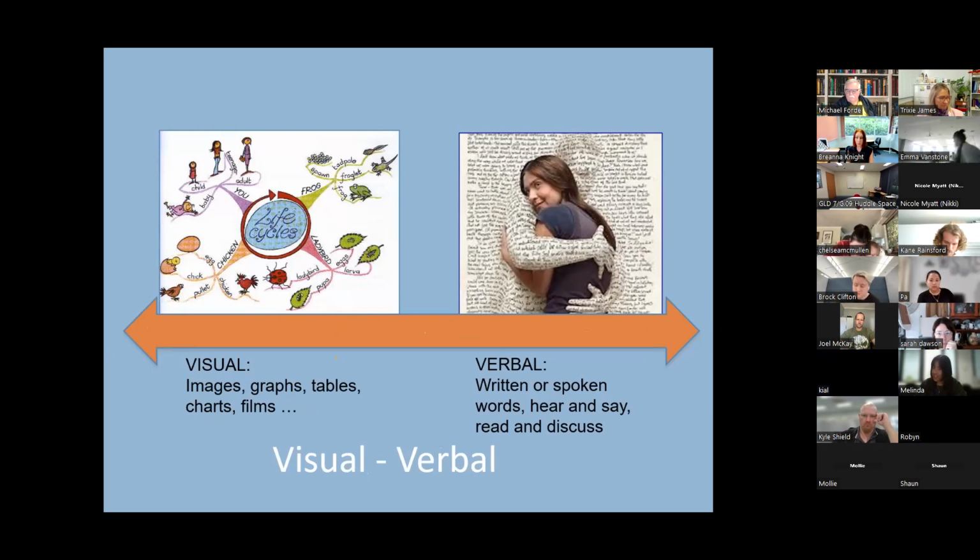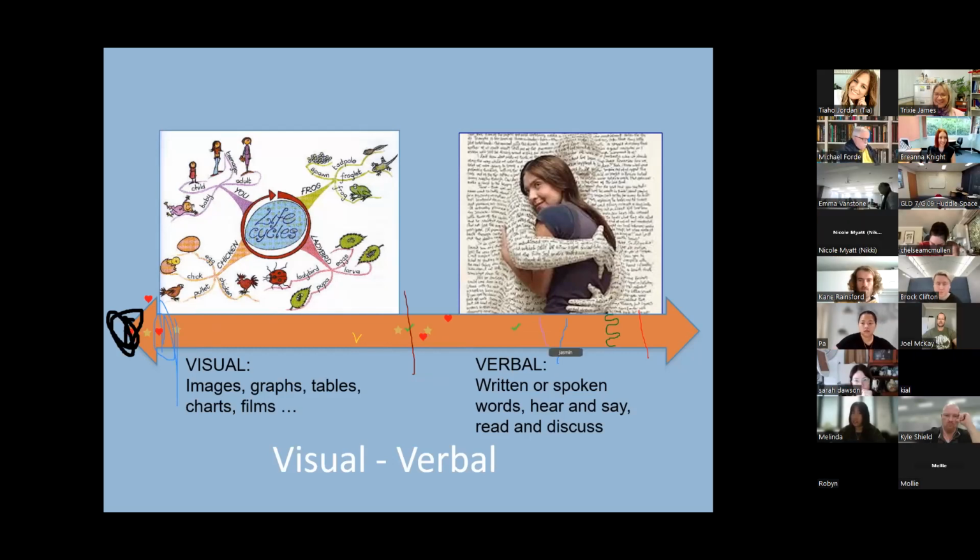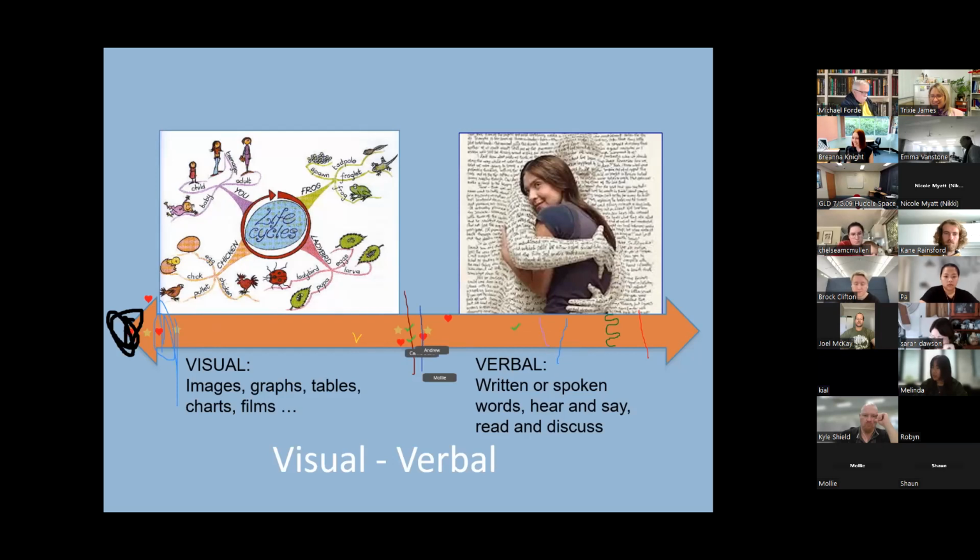So someone who's a bit more visual likes graphs, images, tables, charts, you know, that sort of stuff. Verbal people might be a bit more written, spoken words, like written instructions, or things explained to them verbally. So I always think this one's a bit tricky. I quite like both, but maybe I just need extra help. But that's okay.